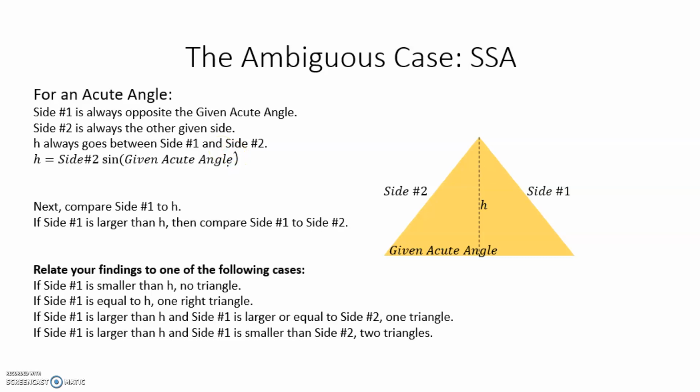Next, what you're going to do is compare side 1, always opposite of the given acute angle, to H. If side 1 is larger than H, then compare side 1 to side 2. And then you have all these cases down here. If side 1 is smaller than H, no triangle. If side 1 is equal to H, one right triangle. If side 1 is larger than H and side 1 is larger or equal to side 2, one triangle. If side 1 is larger than H and side 1 is smaller than side 2, then two triangles.